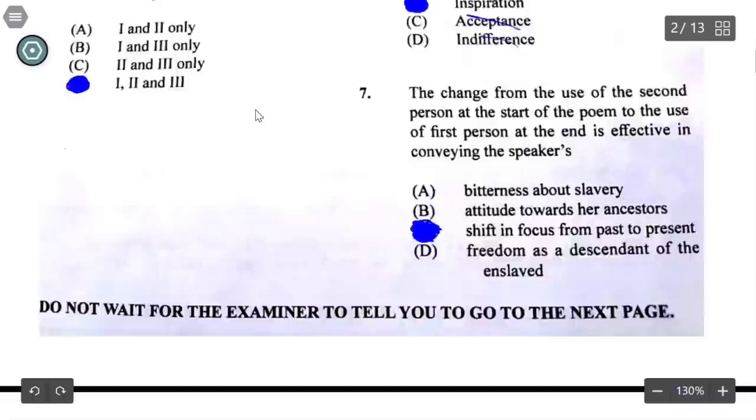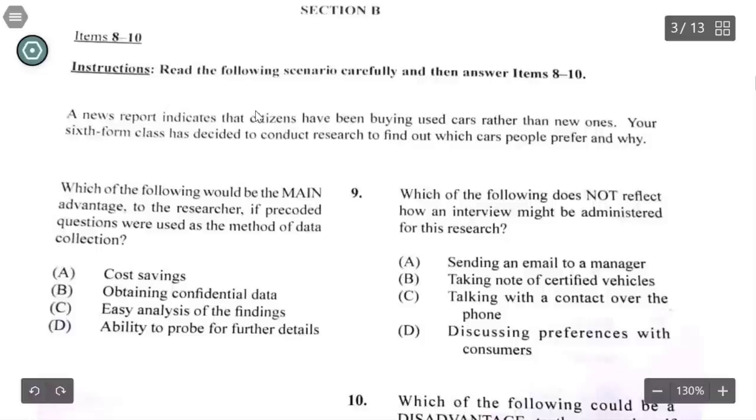So number 8. So items 8 to 10. Instructions. Read the following scenario carefully and then answer items 8 to 10. A news report indicates that citizens have been buying used cars rather than new ones. Your sixth form class has decided to conduct research to find out which cars people prefer and why.